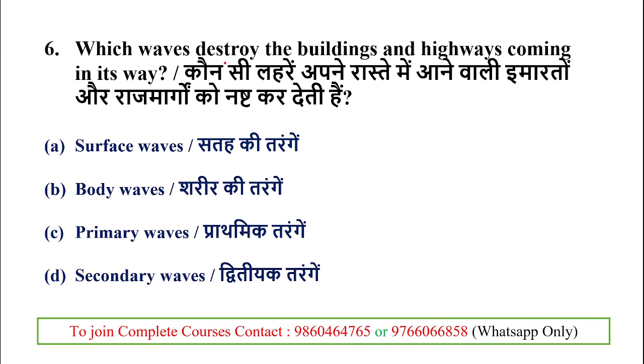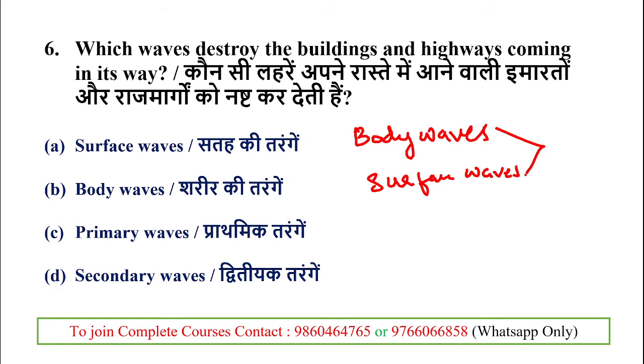And then the next question: which waves destroy the buildings and highways coming in their way? Clear. So there are two important types of waves: one is body waves and the other is surface waves. The body waves and surface waves are the important waves in an earthquake, and in body waves there are two other important waves, and also in surface waves two other important waves.